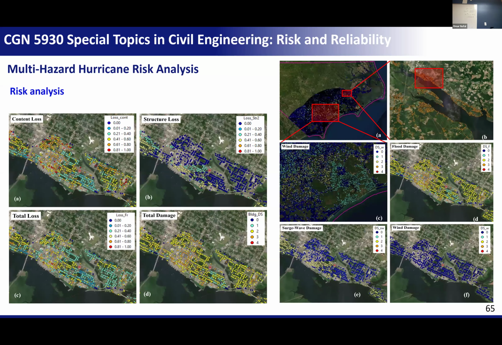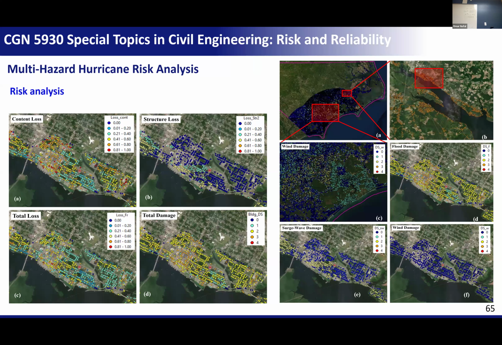So this is the final analysis that shows how the building damage looks. Here, for example, you will not be able to see it, that's why I take some close-up views. Okay, so I have this area here, and I'm showing how the flood damage in terms of damage state looks. And then I'm showing the wind damage. The wind damage is 0, there's no wind damage here. And here the surge wave damage looks something like this. And right now I have the 3 of them.